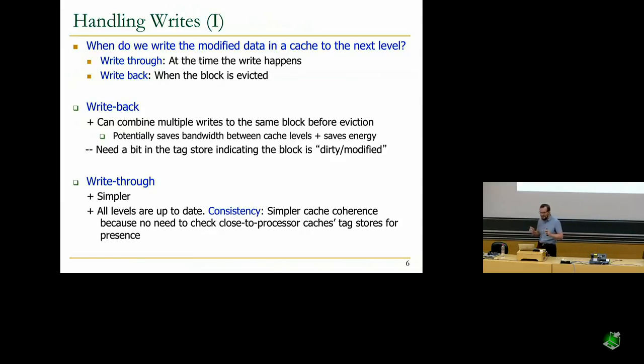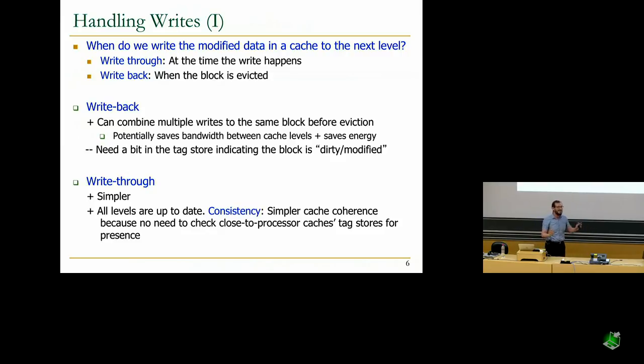And this is the idea of consistency or coherence. Essentially, if you write through, all cache levels are up to date. Now, suppose that there is some other processor that needs the same block. Now we're getting into a little bit more advanced concepts. It has access to only the main memory. It doesn't have access to this processor's cache. If you do write through, this other processor can get the data without any problem, right? Correct version of the data.